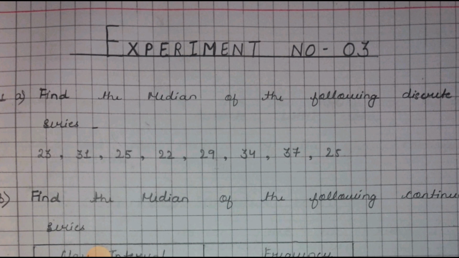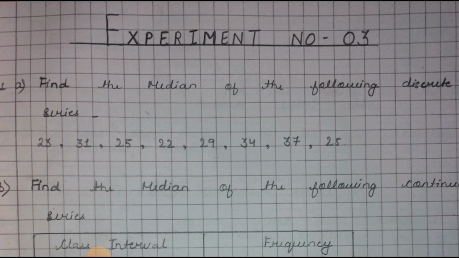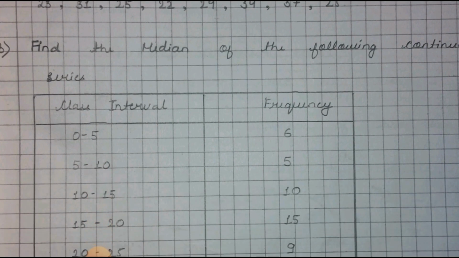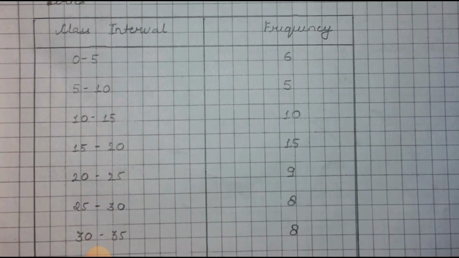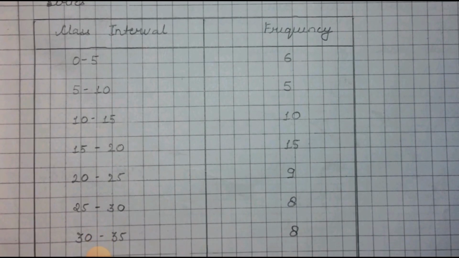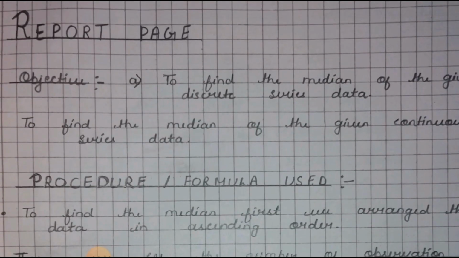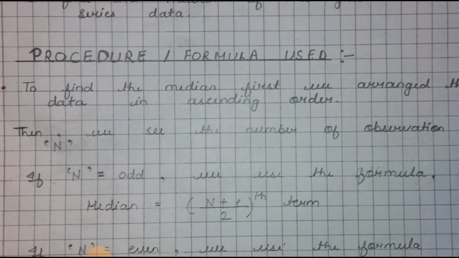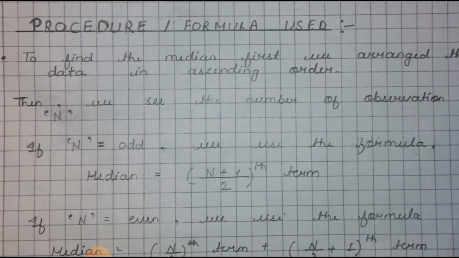Experiment 3. Find the median of the following discrete series. Given class interval frequency. Report page. Objective: to find the median of the given discrete series data. Second, to find the median of the given continuous series data. Procedure, formula used. पहले discrete series का find out करेंगे, then continuous का.